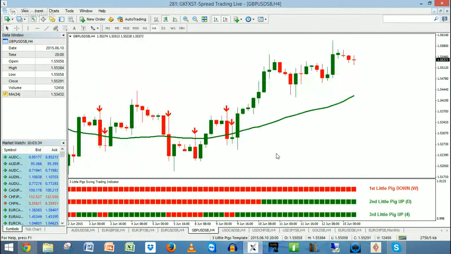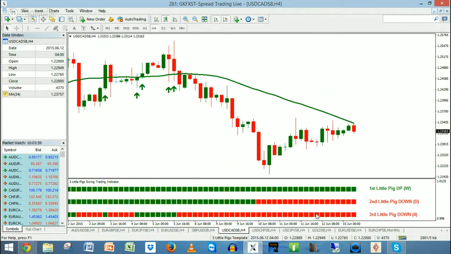GBP USD, this is a bit of a similar kind of pattern to Euro USD, as they do move in tandem quite often. So the weekly's down, it's quite similar to the Euro USD chart. Daily's up, so we basically need the daily and the 4-hour to roll over here to get a trade to the short side. Quite unlikely that we'll get anything on the long side here. Certainly not this week.